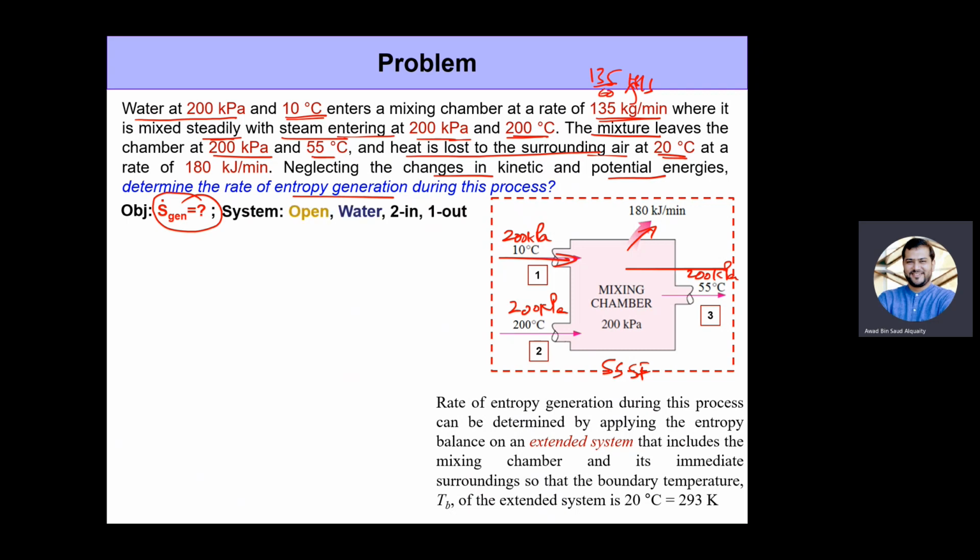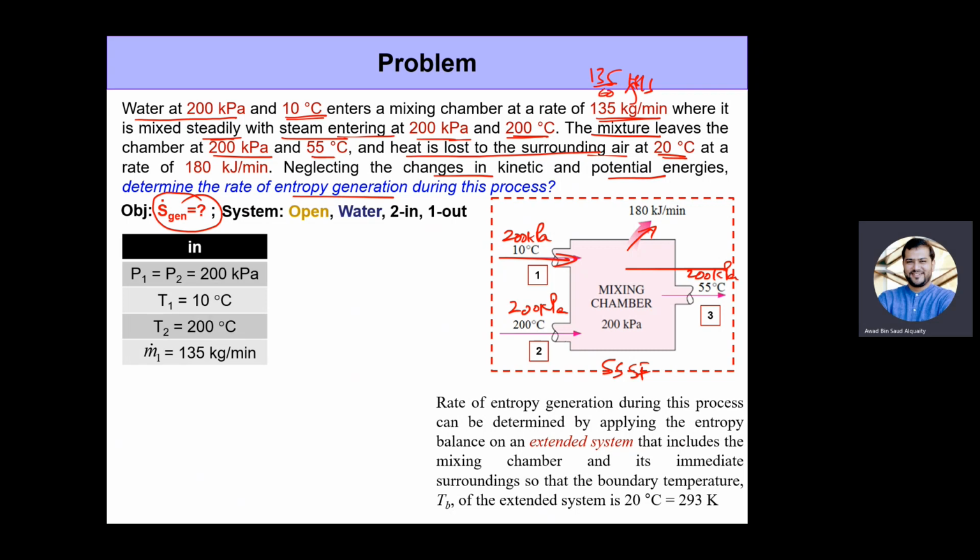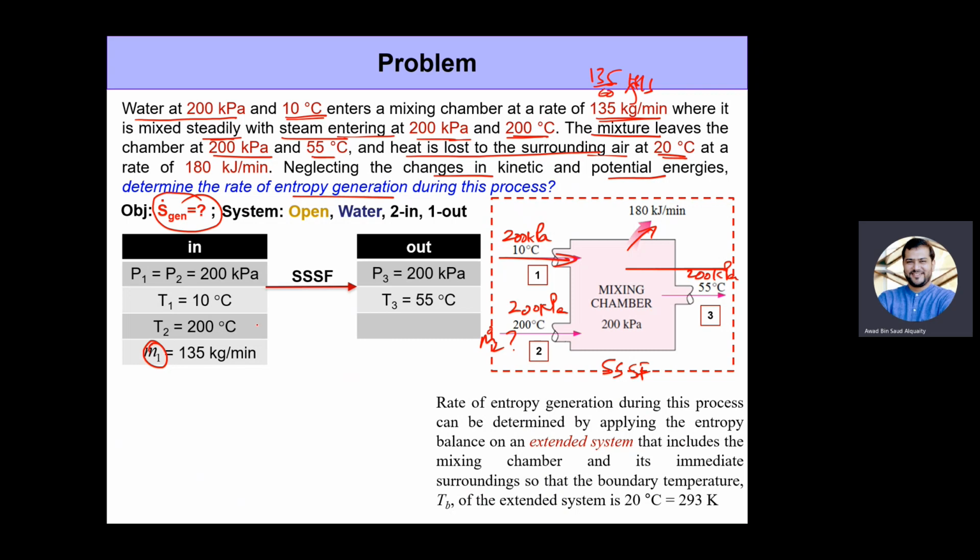And the system that we're dealing with is an open system. It's a mixing chamber, so two inlets, one exit, and the pure substance that we're dealing with is water. So the inlet pressures and temperatures are given. The mass flow rate only for stream one is given. Okay, mass flow rate for stream two is not given to us. M dot two is question mark. And we are told that the two streams mix steadily, which means it's a steady state steady flow process. And we have enough information about the exit mixture that comes out. It comes out at the same pressure and a temperature of 55 degrees Celsius, which is somewhere in between the cold and hot streams, again as expected.